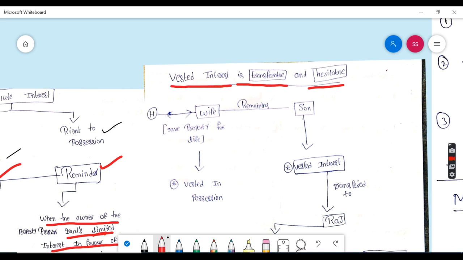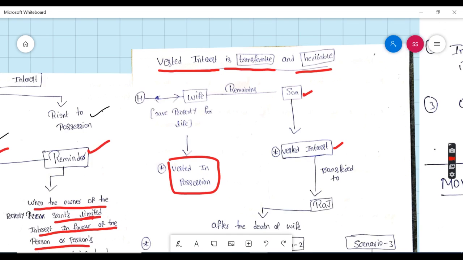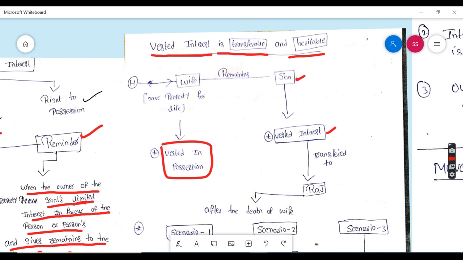What does it mean? The husband gave the property to the wife for life, and then the remaining will go to the son. Now the son has vested interest, and the wife has vested in possession, which we already learned. Now let's say the son has transferred this interest to Raj. He does not have the property now, but he will get it in future. That property which he is going to get in future, he transferred now only to Raj.